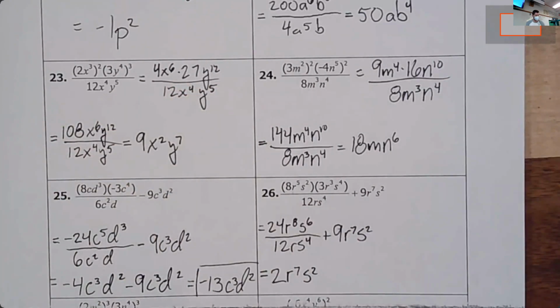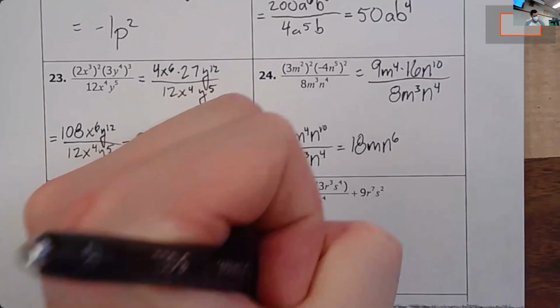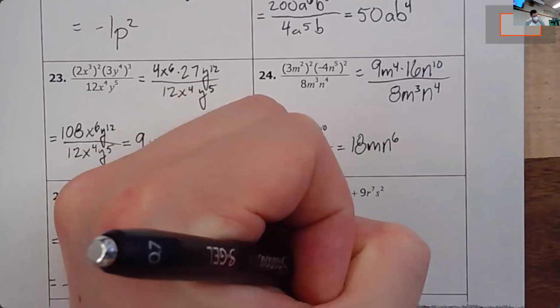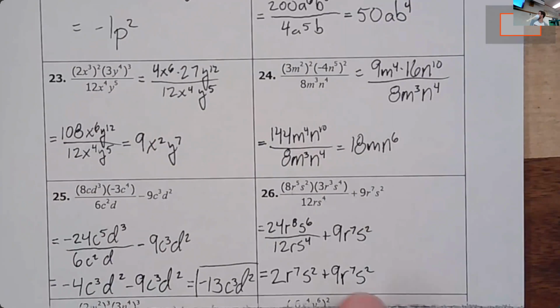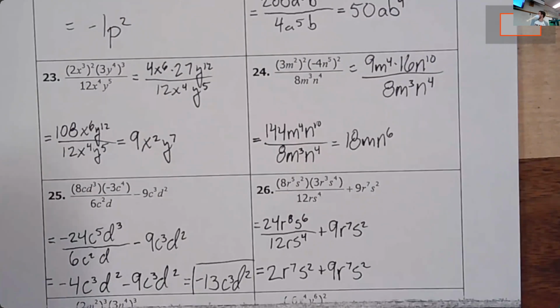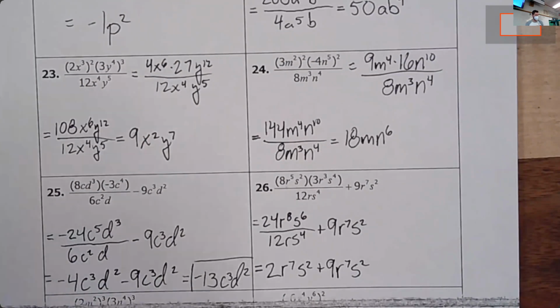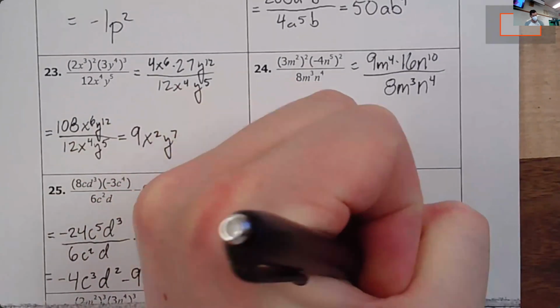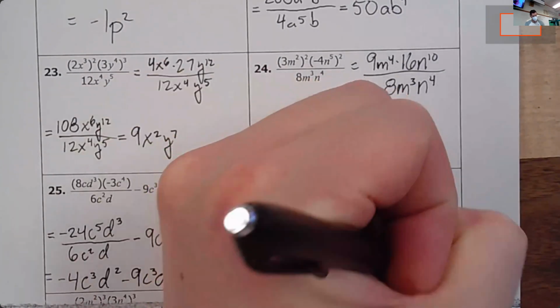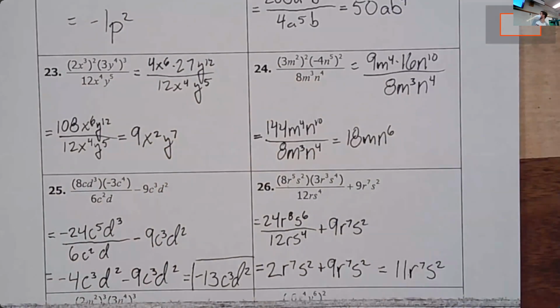And what do you know? It ends up being the same variables and same exponents as the other term over there, which means we've got like terms again. We can just add those together, only add the coefficients, do not change the variables or the exponents. 2 plus 9 is 11. So that's 11 R to the 7th S squared. And that's our answer there.